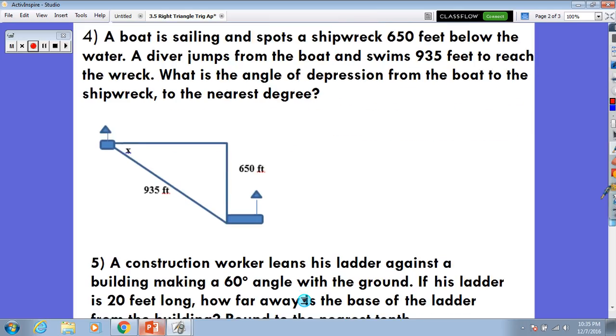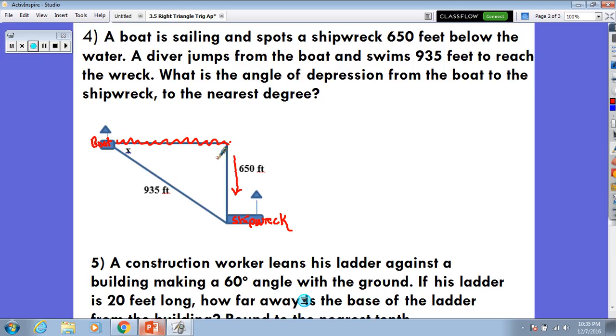Number 4. A boat is sailing, and here's my little boat over here. This is my boat. Alright, it's sailing and it spots a shipwreck. This is the shipwreck over here. So I try to make it a little bit bigger so that it would represent like a ship. So it spots a shipwreck 250 feet below the water. So obviously this is the water, okay?